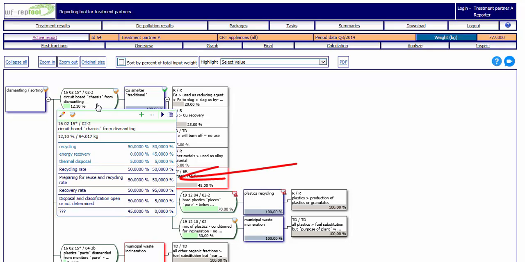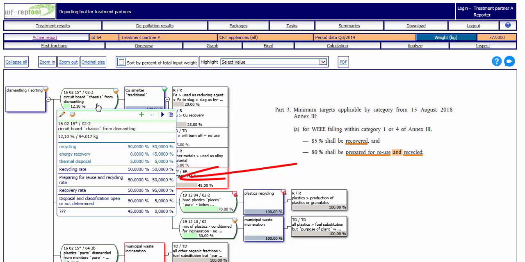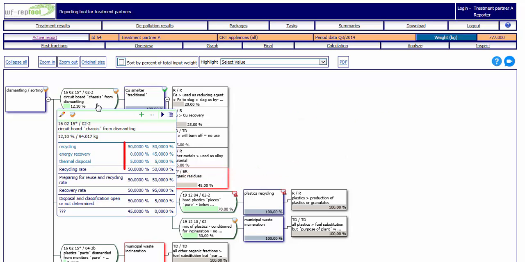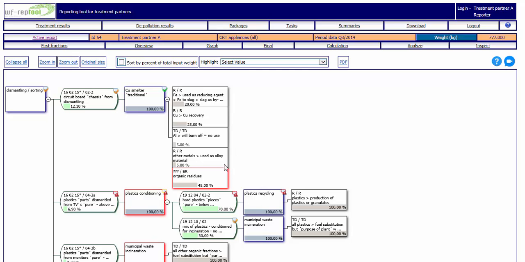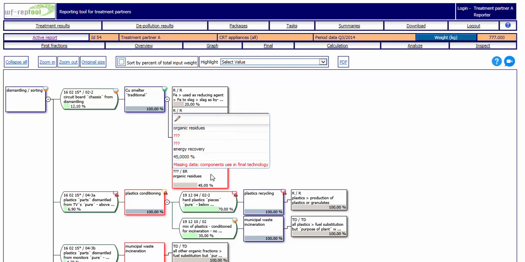The preparing for reuse and recycling rate is given as one target in the WEEE Directive 2012. At the left side, you will see the model classification. At the right side, the national classification. If you see differences there, you may have a look at the classification of the following fractions.